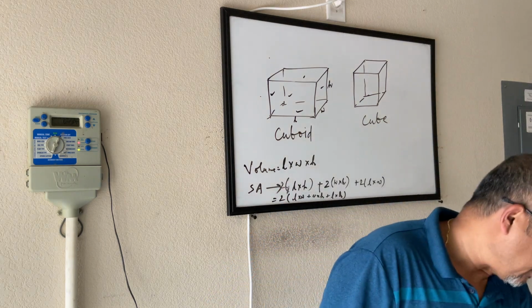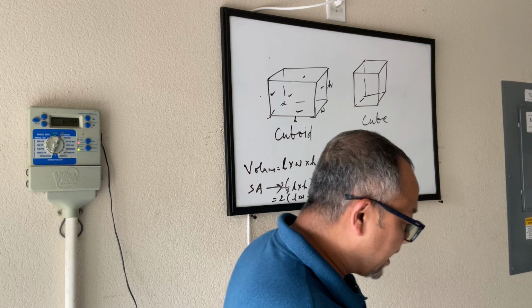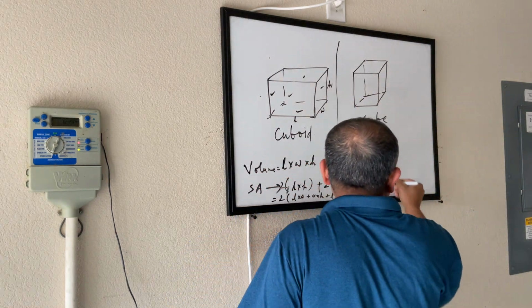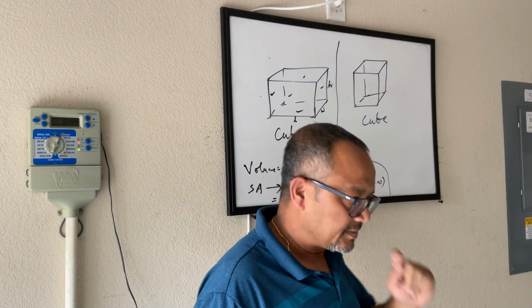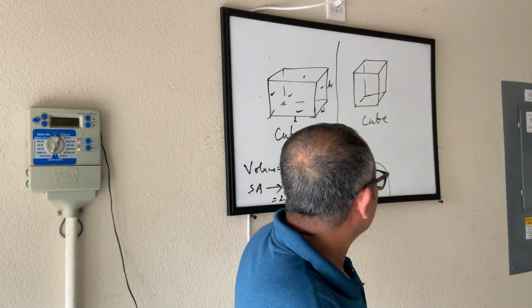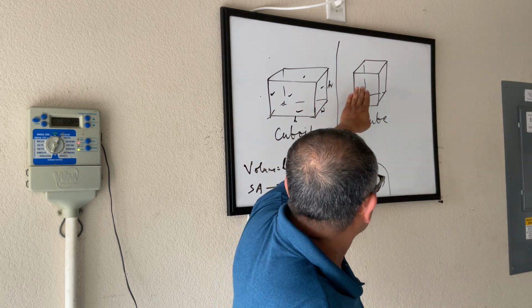Alright? Thank you. So cuboid we looked at. Now let's go to the next one. Are we okay to go to the next one? Yes. Okay. Now cube. What is it that you see here?